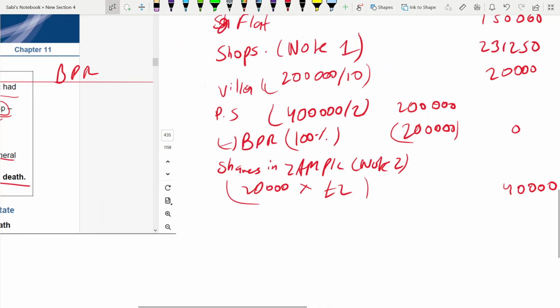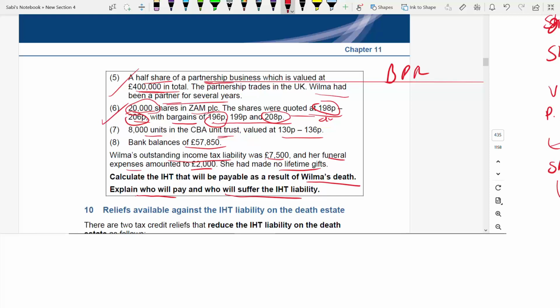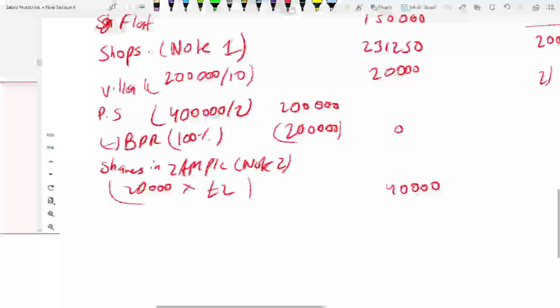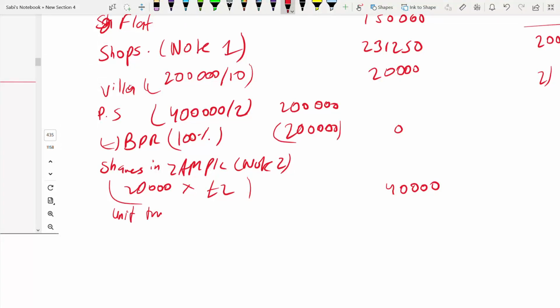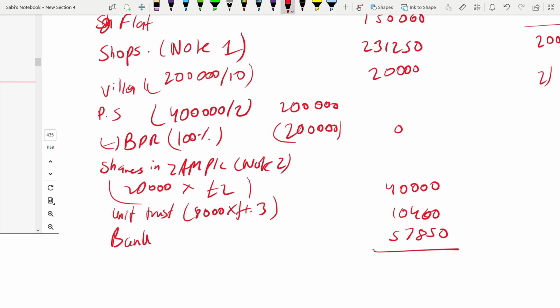Now, done. Next, unit trust. Remember, unit trust is the low price. Lowest this thing. So 130 pence. And it's 8,000. And bank balance as it is you can take. So unit trust 8,000 into 130 pence means 1.3 pounds, which will be 10,400. And bank balance as it is. So we have finished all the 8 points. 57,850.